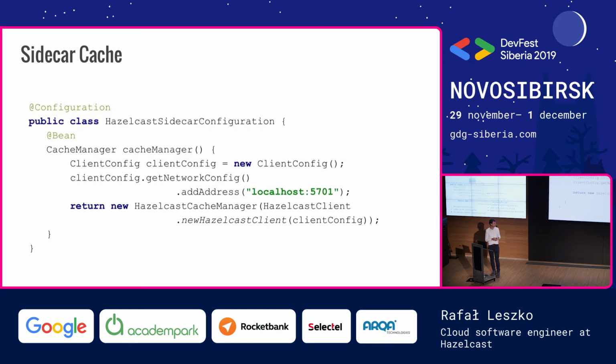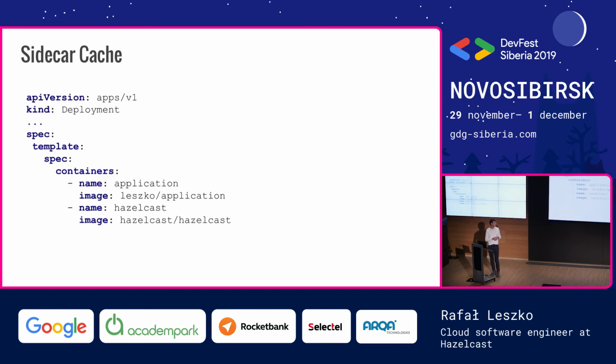How does it look like in the code? So for the cache manager configuration, we add a static configuration to always connect to the localhost. Configuration is static, but the whole system is dynamic. We just know that cache server will be always injected in the same pod, so it's always available at the localhost. Kubernetes configuration for this: we have two containers in the same pod. First one is our business logic, our application web service, and the second one is always the same, it's the cache server.